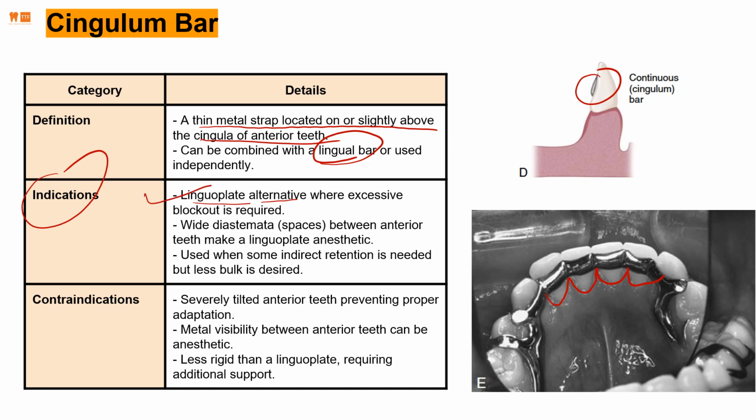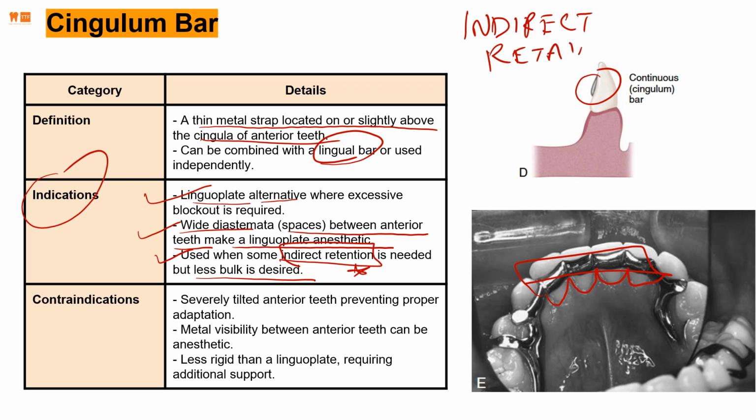So if there's a lot of undercut, a wide diastema, spaces between anterior teeth, that makes a lingual plate unaesthetic, right? It's used when some indirect retention is needed but less bulk is desired. So whenever indirect retention takes precedence, we use this indirect retainer. And again, don't mix this with the actual indirect retainer that we will talk about later in a separate lecture, because that has to do with a rest, okay? And it's where we place a rest that's important. So that's different. This is just the act of indirectly retaining the denture.